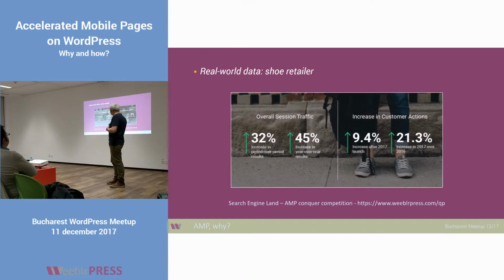We also have from Search Engine Land, which is a big SEO site in the US, some actual data with a large number of sessions increase, people coming from Google. This was for a shoe retailer, a website selling shoes. So there's more traffic coming from Google, and there's more action from the customers. People click more, they buy more, they register more for newsletter, whatever you're after.